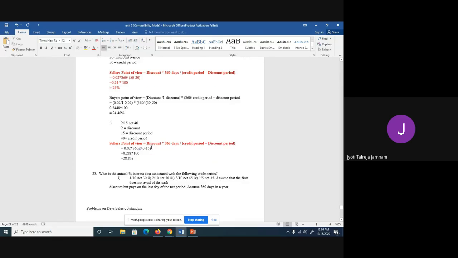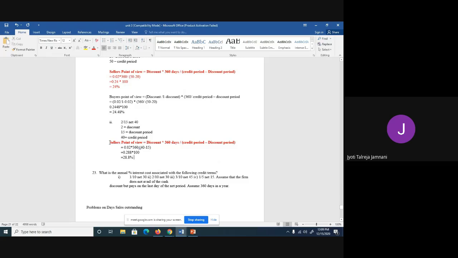This is how you have to solve these sums. Now you can try doing it for the next thing also. So we will use the seller's point of view formula and we will do it the same way.